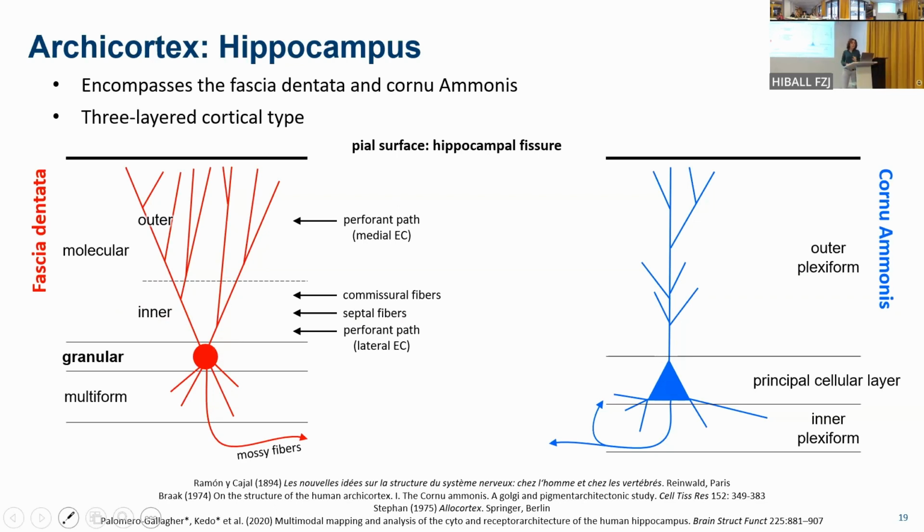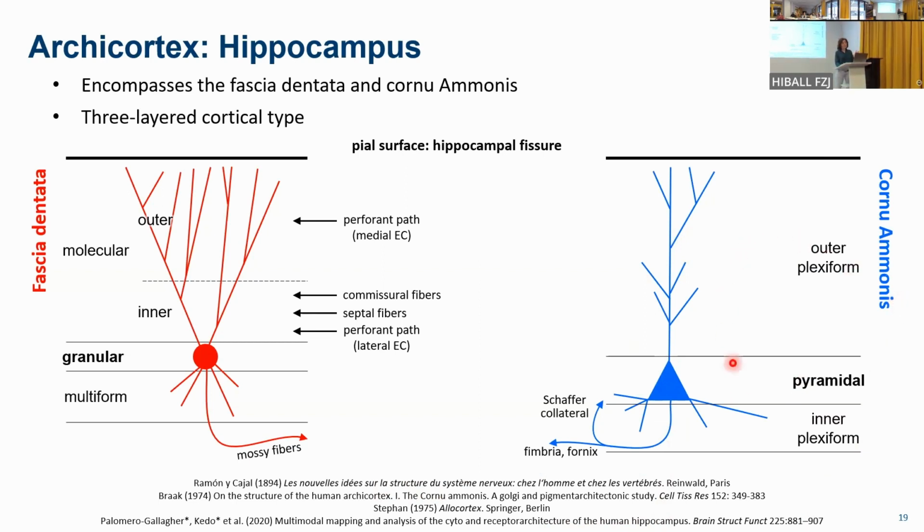In the cornu ammonis, we again start with only 3 layers. So we've got the outer plexiform layer. It is the outer plexiform layer because this thick line here in the graph represents the pial surface, okay? And this thin line down here represents the border between the gray matter and the white matter, okay? So we've got the outer plexiform layer, we've got a principal cellular layer, which in the case of the cornu ammonis is composed of pyramidal cells. That's why this is called the pyramidal layer. And then we've got the inner plexiform layer.